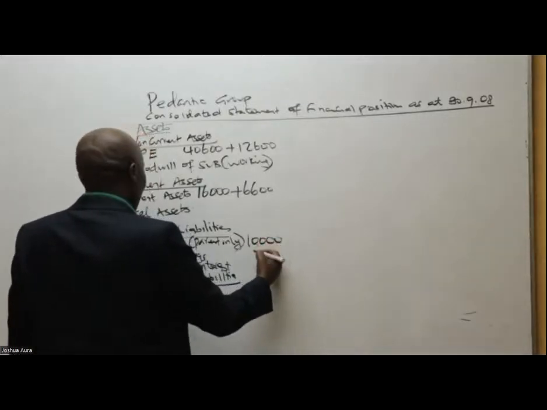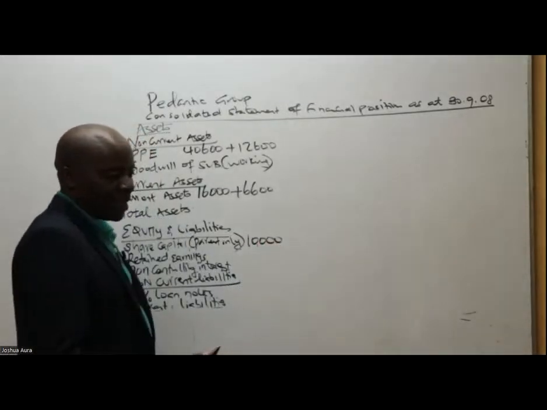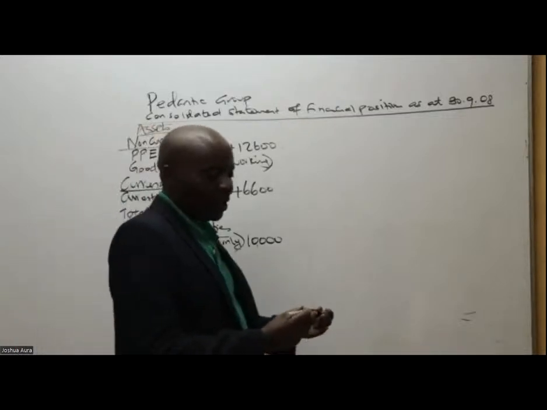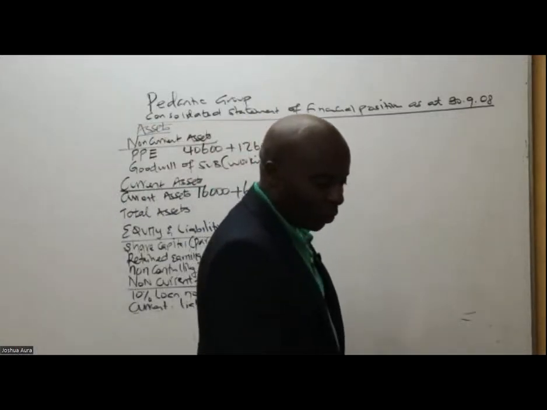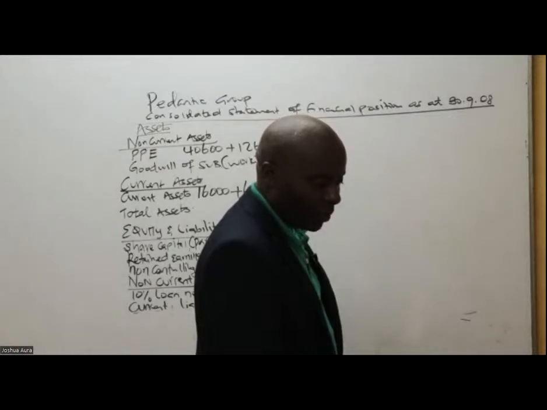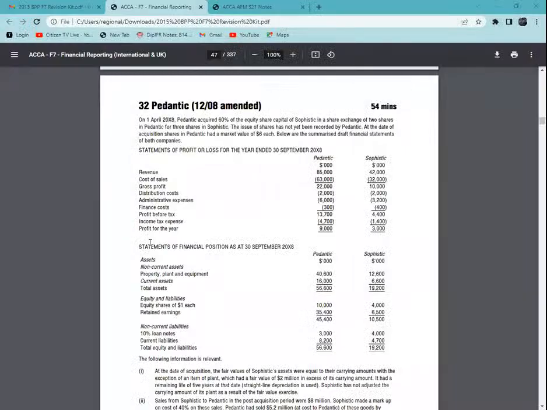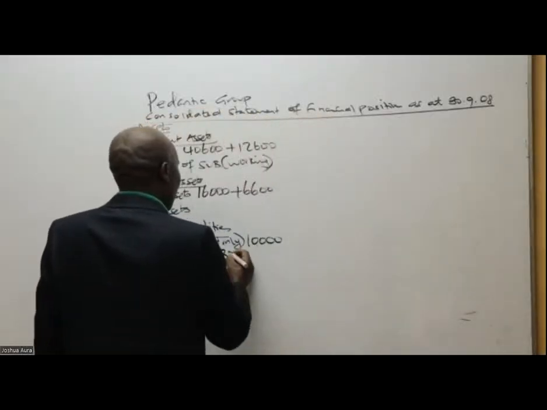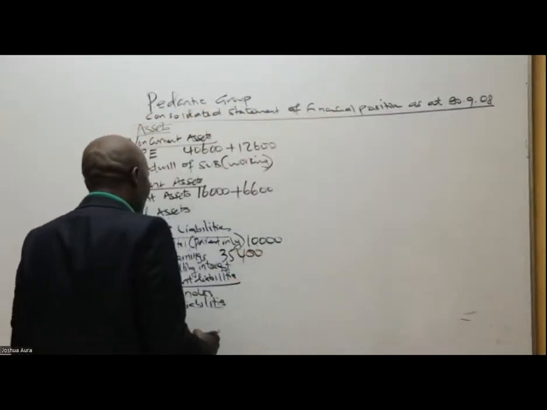Retained earnings, the same case. You pick the one of the parent only. Although we shall be doing some adjustments later for retained earnings, we always pick the one of the parent only. So retained earnings, I can see 35,400.